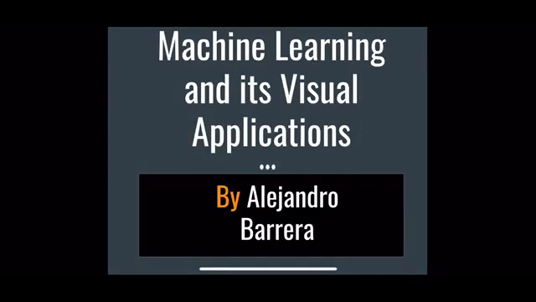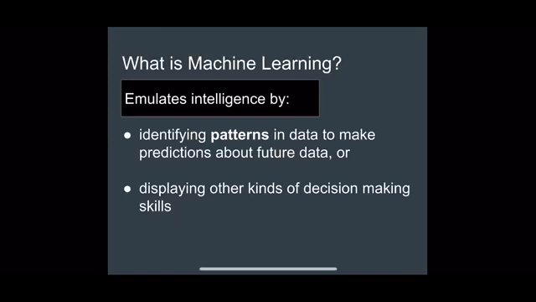And my project is on machine learning and its visual applications. What is machine learning? Well, machine learning are basically the methods by which computers can emulate human intelligence. This is done through the identification of patterns in data in order to apply those patterns to unseen data, similar to how a human learns by making observations, drawing conclusions, and applying those conclusions where applicable in the world around them.